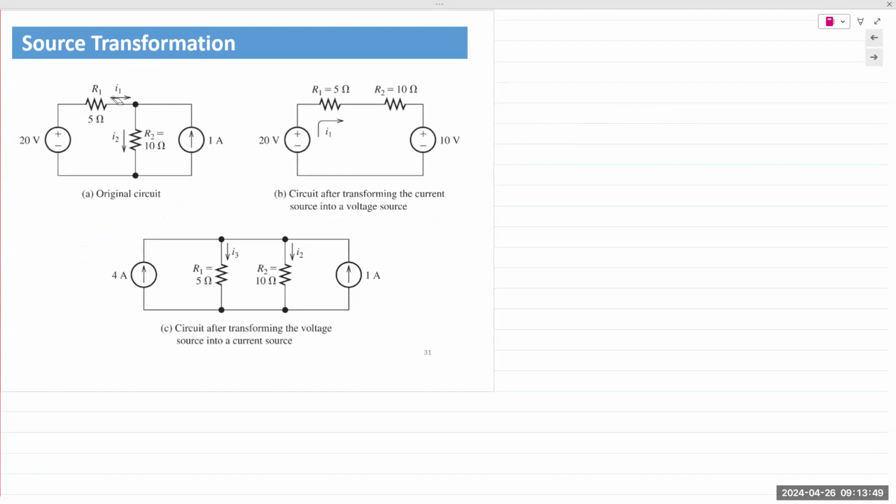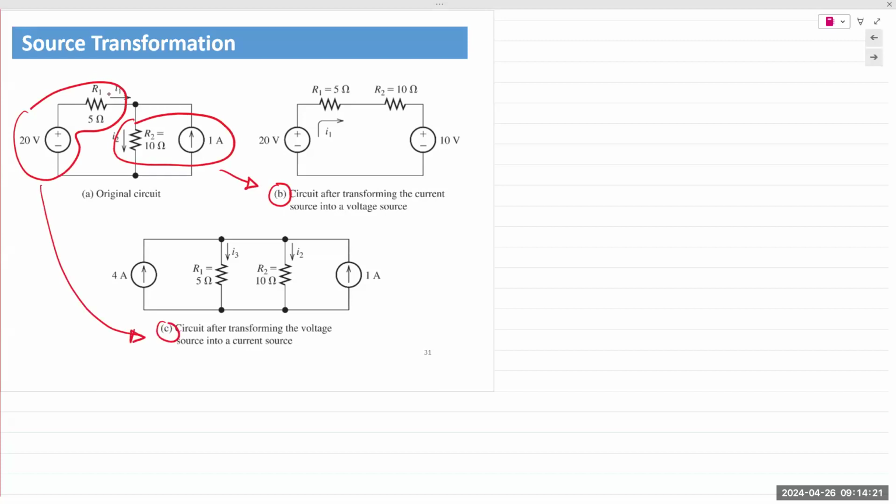But if you look at the circuit, obviously this particular example has a voltage source in series with a resistor and the current source in parallel with the resistor. We can take this source and transform it into a current source, or we can take this current source and transform it into a voltage source. So circuit B is where you transform this into a voltage source, and C is where the voltage source is transformed into a current source. And then your analysis becomes very simple.